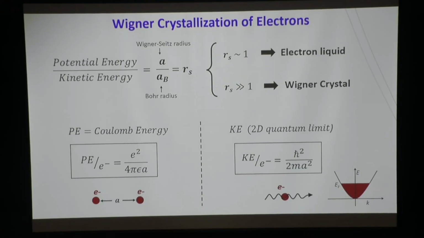I want to mention that for a classical Wigner crystal, this kinetic energy per electron would be kT. But we're in the quantum regime. But I do want to mention that for most atom trapping experiments, this is kT, rather than this expression.